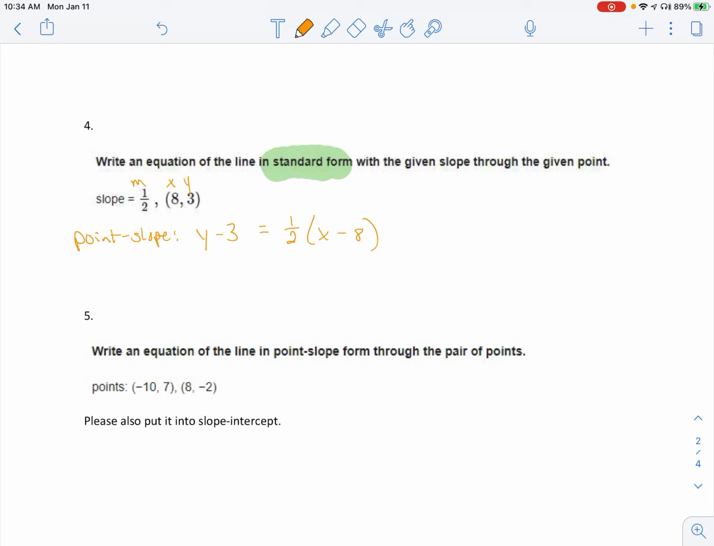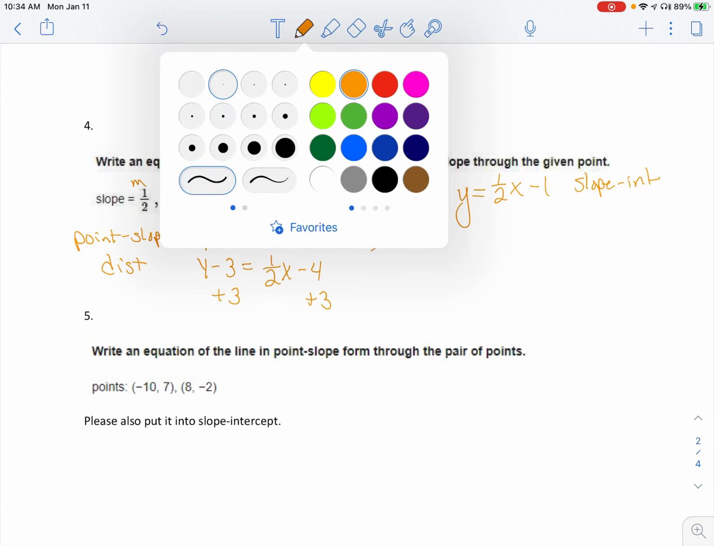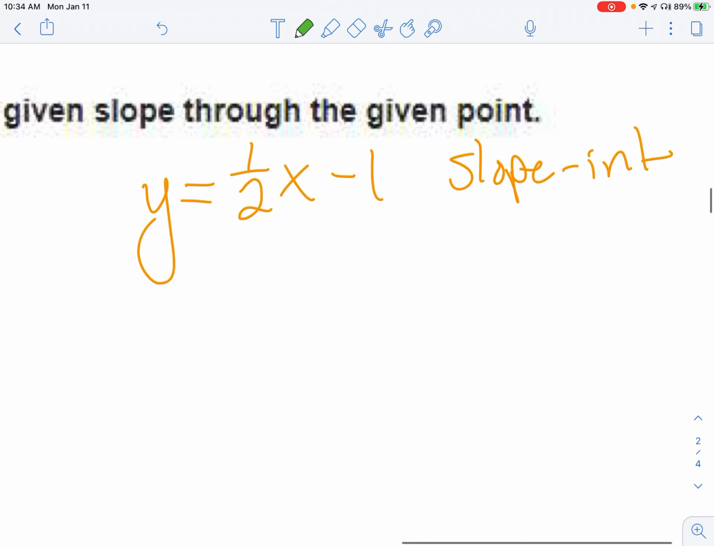Now I'm going to distribute it through. So y minus 3 equals 1/2 x minus 4 when you distribute. Now I'm going to go ahead and move my 3 to the other side. This is slope-intercept form, just so you all know your vocab, because it's y equals mx plus b. Now to get it into standard form, I'll change colors. I'll zoom in.